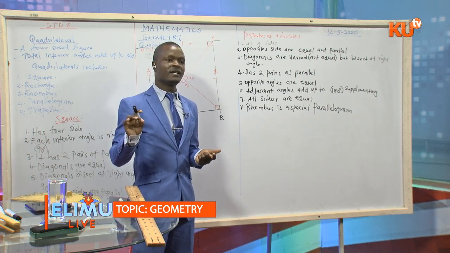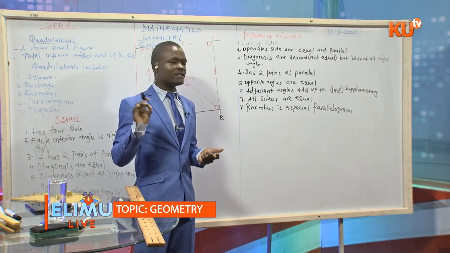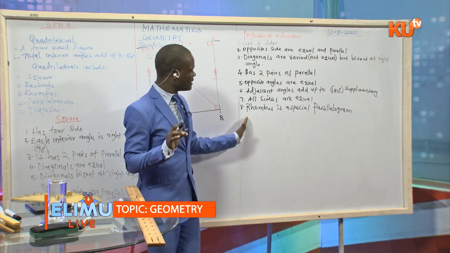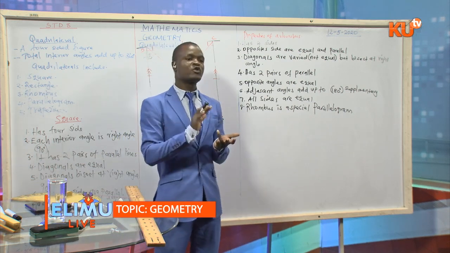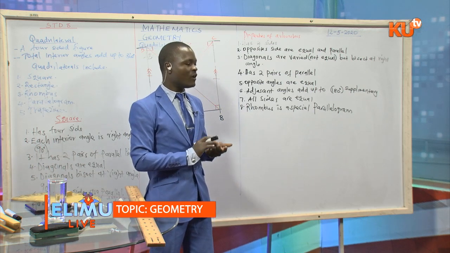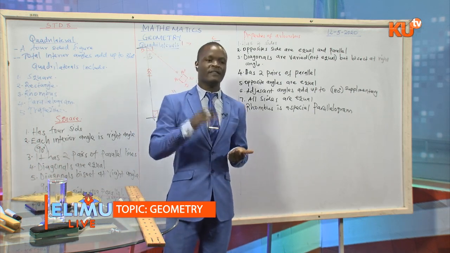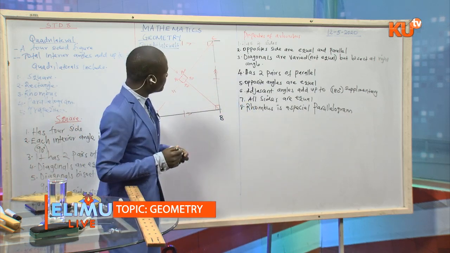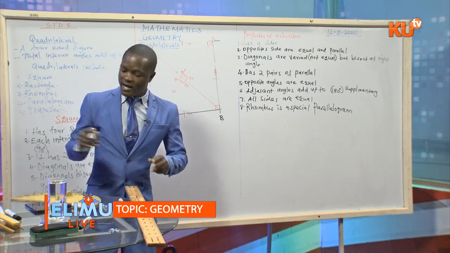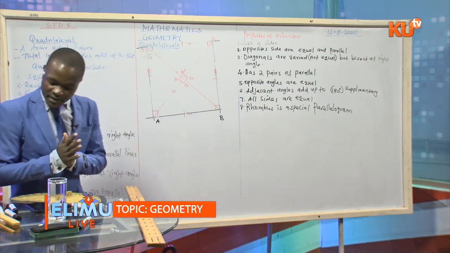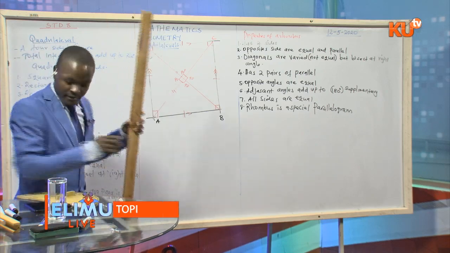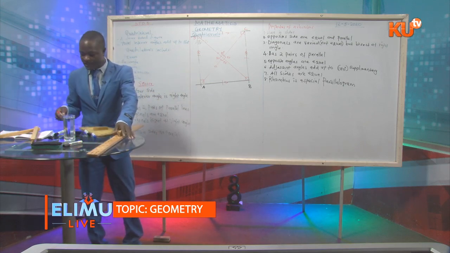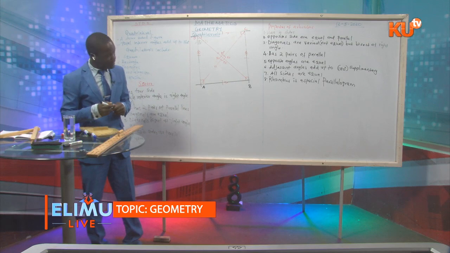It would also be wrong to say parallelogram is a special rectangle. That is very, very wrong. So make sure that you understand that rhombus, square, rectangle are all special parallelograms. The vice versa is not true. That is, parallelogram cannot be a special rhombus. Now, having talked about the properties of a rhombus, I want us to construct a rhombus here, and then you can be able to find out whether those properties that I've just written are true.